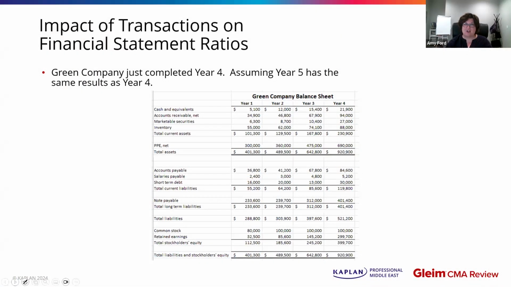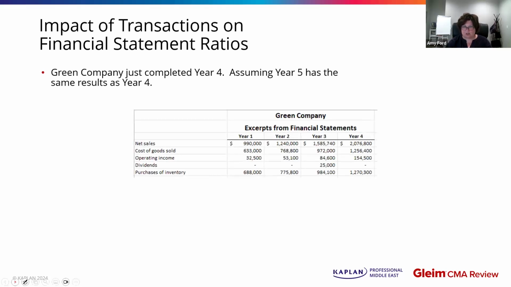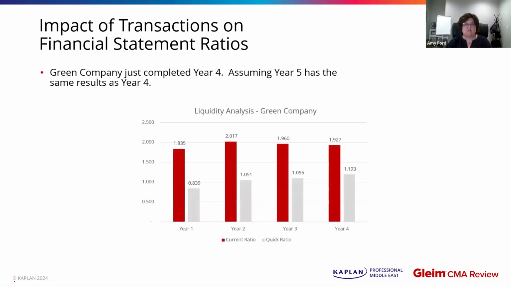One of the big areas of part 2 is the financial statement ratios, and so data visualizations are very useful. For example, here is a company, the Green Company, and they've just completed year 4, and they're assuming year 5 has the same results. We've been given a balance sheet and excerpts from the financial statements. Data visualizations are a very effective way to do financial statement analysis.